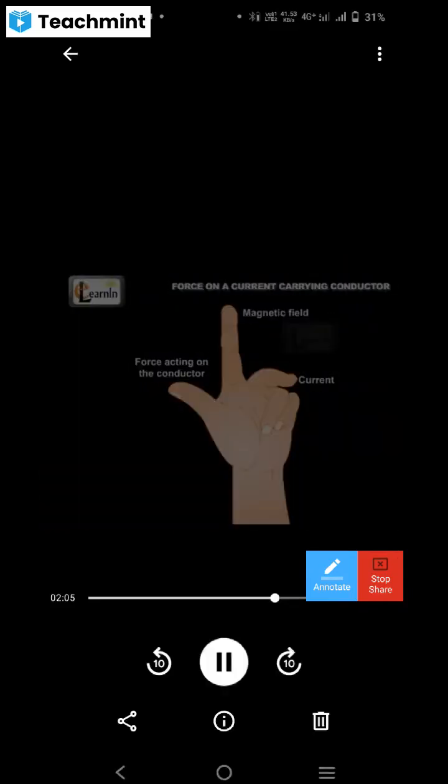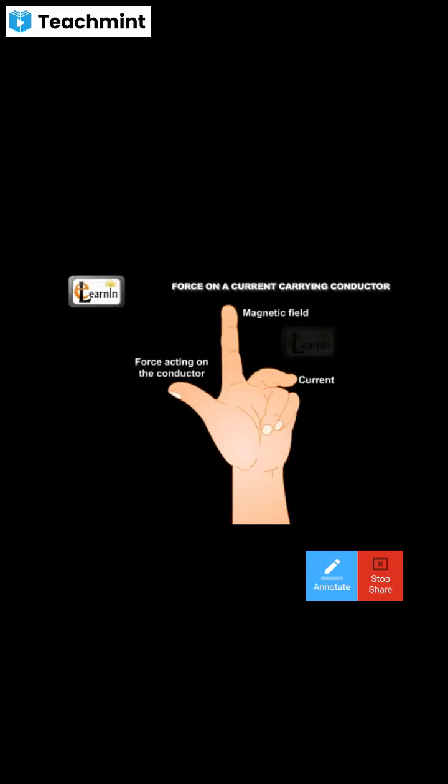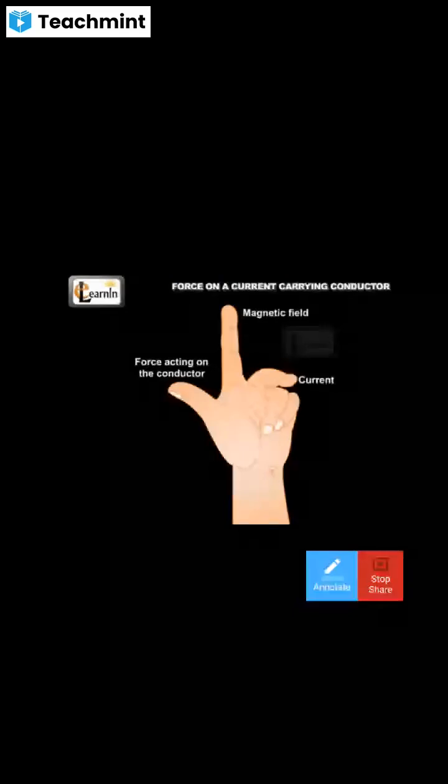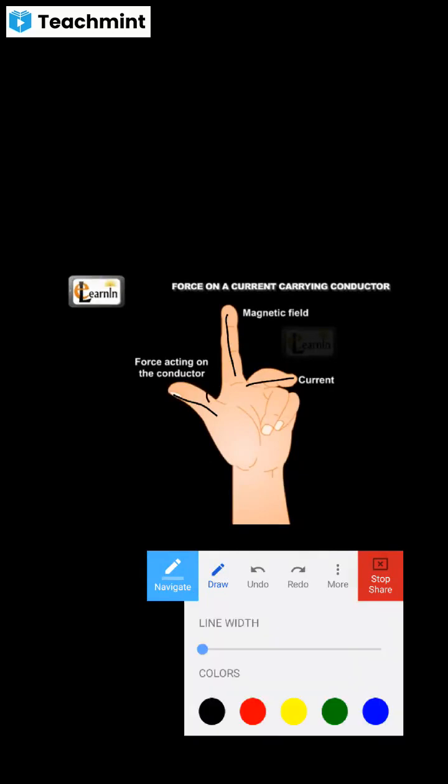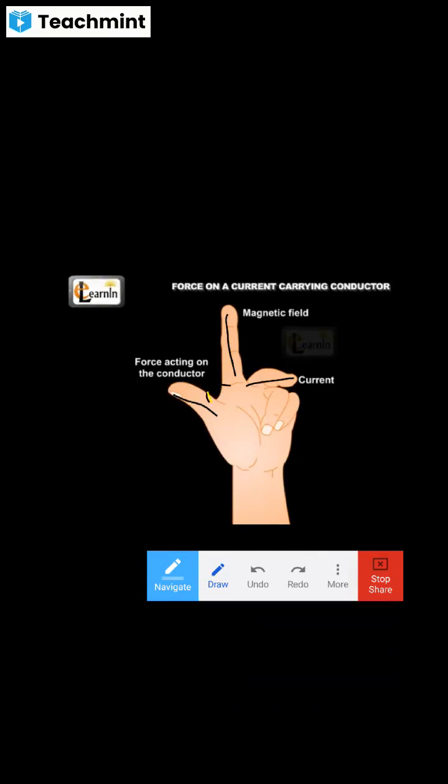So by this we will come to the point of Fleming's left hand rule. Can you see which are the fingers here? Which are the fingers? Thumb. Which is this finger? Index finger. Which is this finger? Middle finger. What is the angle between them? 90 degree.